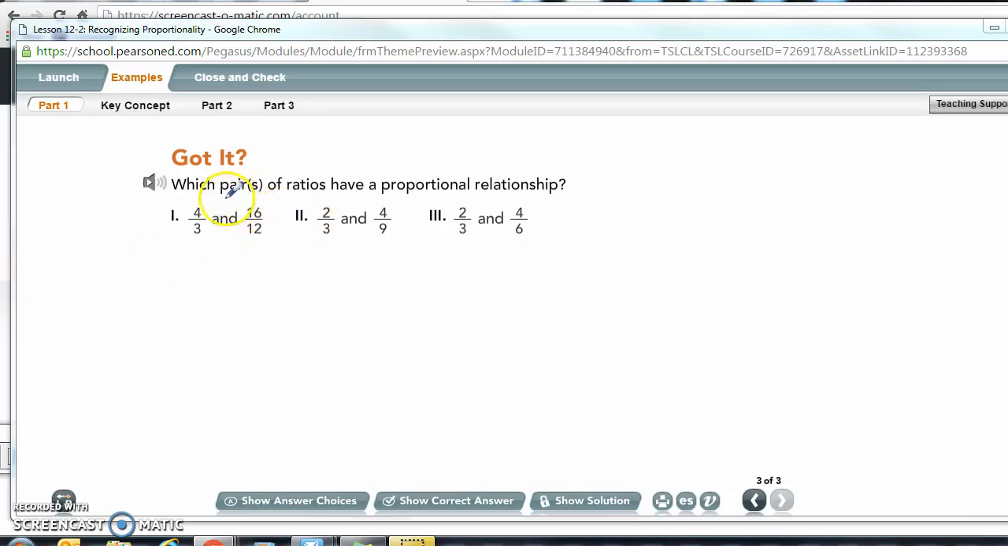They would like to know which pairs of ratios have a proportional relationship. So we've discussed how proportional relationship means simplifying it down to see if the numbers are equivalent. So go ahead and write these down, and I want you to solve which ones are equivalent. I should see that in your notes. Go ahead and freeze your screen and figure out which ones will simplify to the same number.